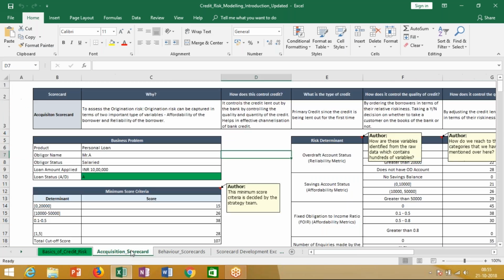Right. So after this, the next part that we look into is the acquisition scorecard. So we started looking into the acquisition scorecards. Now the first question that came out over here was: why do we need to use the acquisition scorecards? So the first part was to address the why. The why was to assess the origination risk of the bank. So when the bank is onboarding borrowers on the books of the bank, it needs to ensure that the borrowers whom they are taking on their books are less risky borrowers, right?